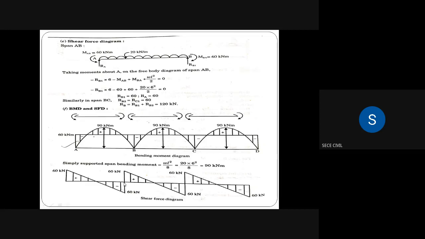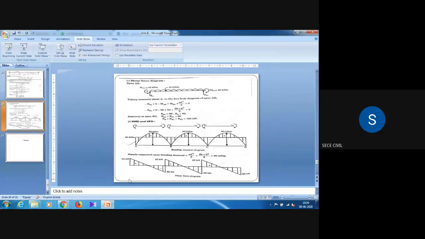At the same point B, we also have RB2, which is plus 60. In span BC it is also the same: plus 60 minus 20 into 6 is minus 60. Then minus 60 plus 60 is 0. We have one more plus 60 kilonewton at point C, RC1. Then we have a UDL: 60 minus 20 into 6, 120, so minus 60. And finally at joint D, RD1 will have plus 60, so that is 0. Do you have any doubts?